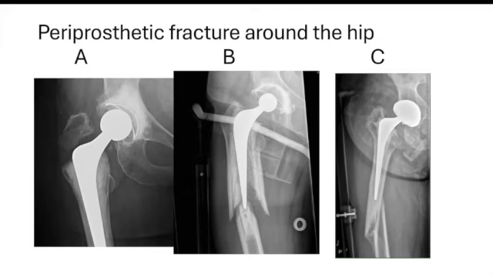And then Vancouver C, which is a fracture essentially of the shaft of the femur below the tip of the implant, either in the shaft or down towards the metaphysis. This one, although it does require surgery, is often considered to be maybe a little bit more simple to address.